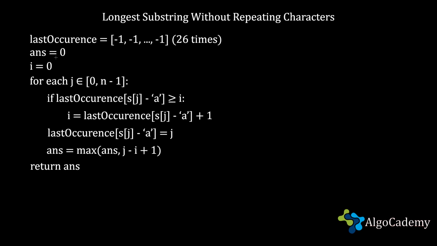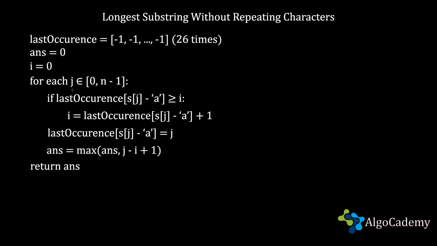As you can see, I have my array, last occurrence, which is going to store the last position where each character, each letter from A to Z, has occurred in my string. It has a size of 26, initially filled with -1s. This value -1 is going to tell us that that character hasn't occurred yet. So answer is initially 0. We have the start index of our current valid substring, which is going to end in J, which is our end index. I try out each and every end index from 0 to n-1.